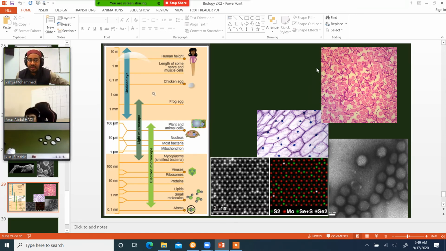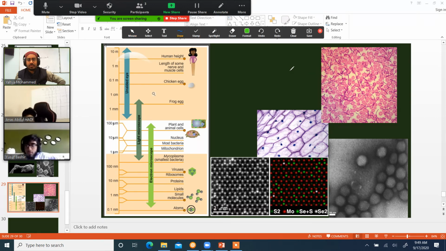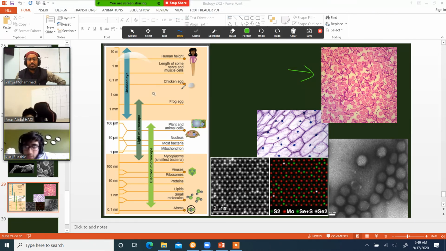What is this one that I have my mouse next to? Anyone can tell what this is? Yusuf, do you know what this is? Your cursor isn't even on the screen. So this one right here. Blood cells, brother. 100% blood cells.